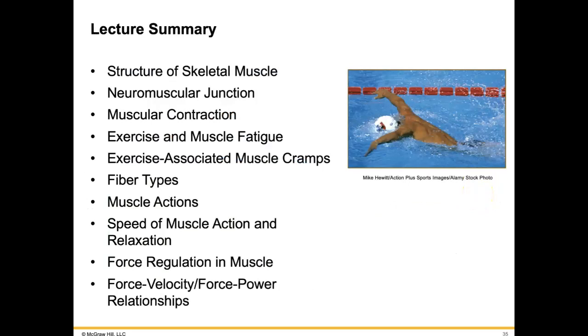So that is it for our Chapter 8 lecture. We talked about in class the structure of skeletal muscle and the neuromuscular junction, how muscles contract, exercise and muscle fatigue, exercise-associated muscle cramps, the different fiber types that we had, our muscle actions, which were isotonic and isometric contractions, the speed of muscle action and relaxation, and the force regulation within our muscle, and we discussed the relationships between force and velocity and force and power.